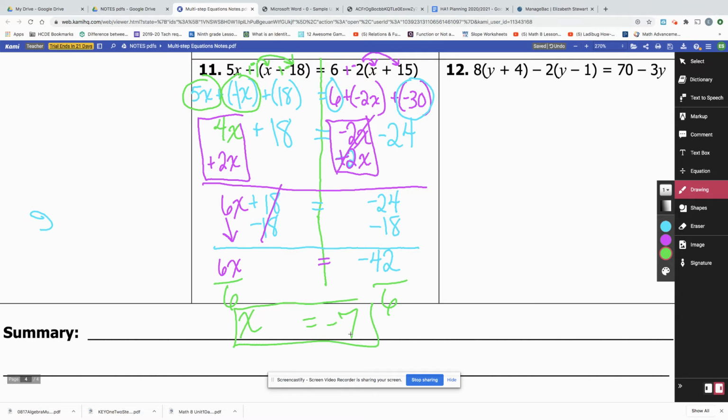We could always check that negative 7 by substituting it in here for the x, and then the x there.